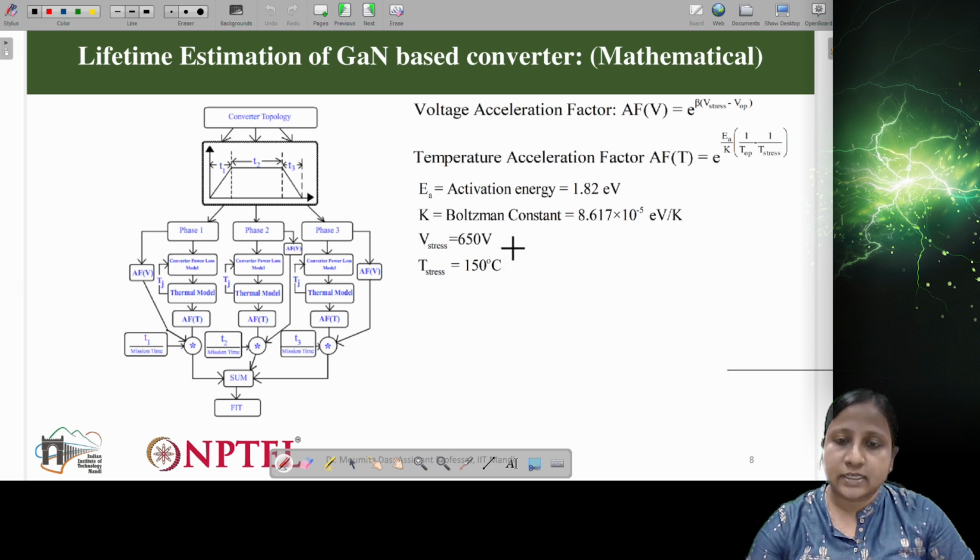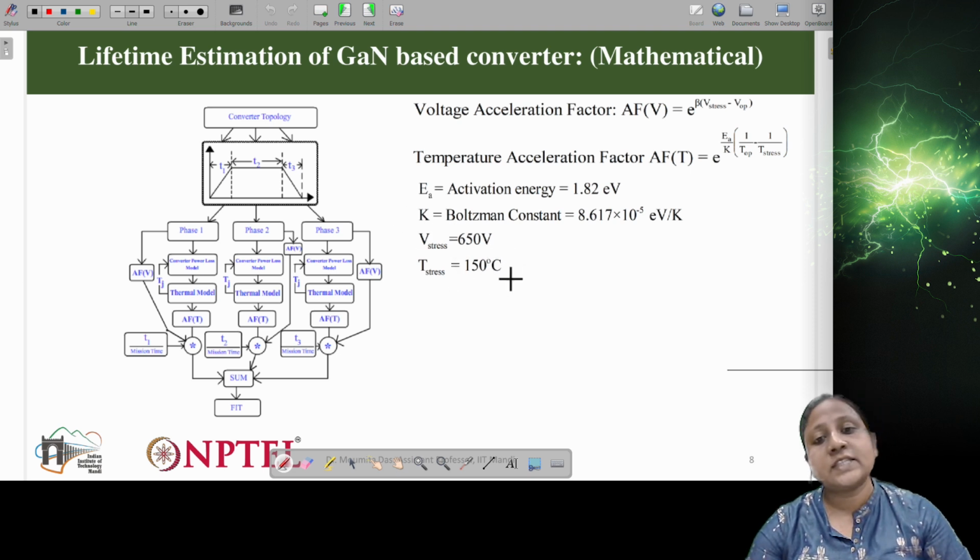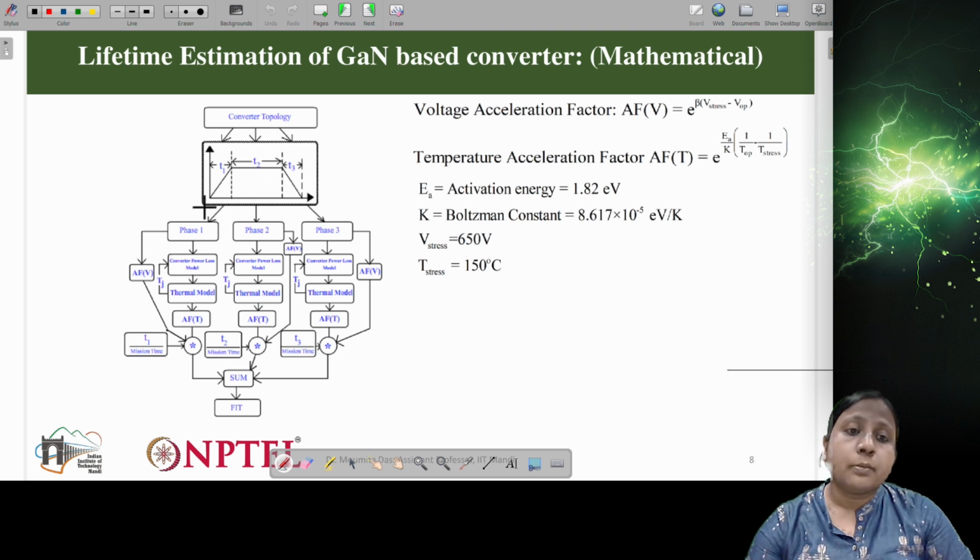And V stress is taken here as 650 volts, and T stress is taken here as 150 volts. So stress means this is the maximum. V stress is the maximum voltage, and T stress is the maximum temperature. Okay, then based on the operating temperature, obviously this accelerating factor will change. Then again the operating temperature depends upon the converter driving cycle. So based on this temperature accelerating factor and voltage accelerating factor, we can actually check the converter power loss by using the converter power loss model.